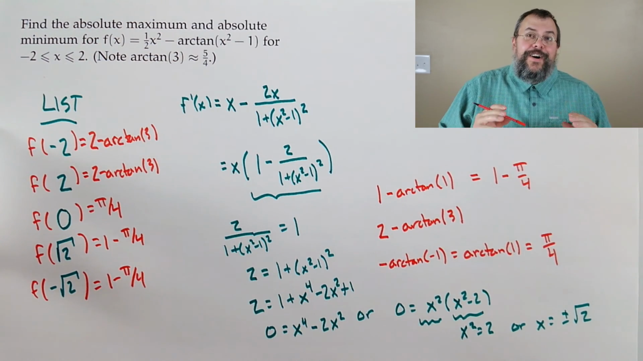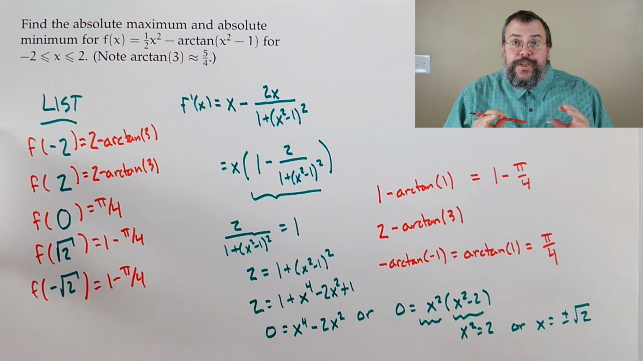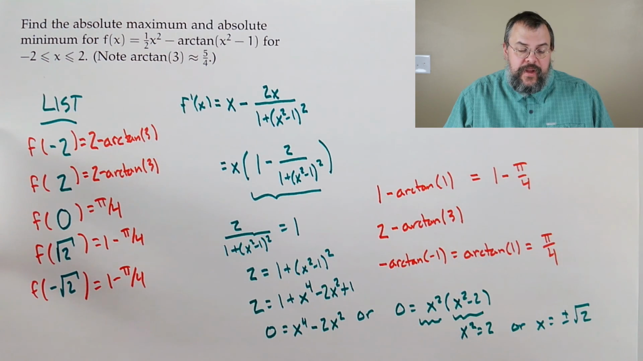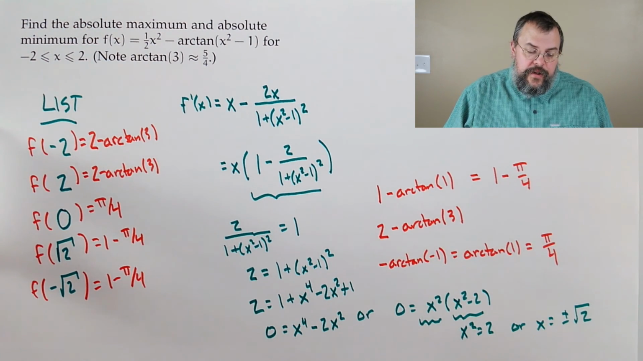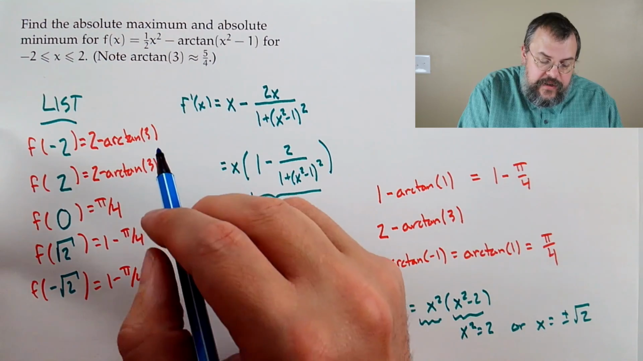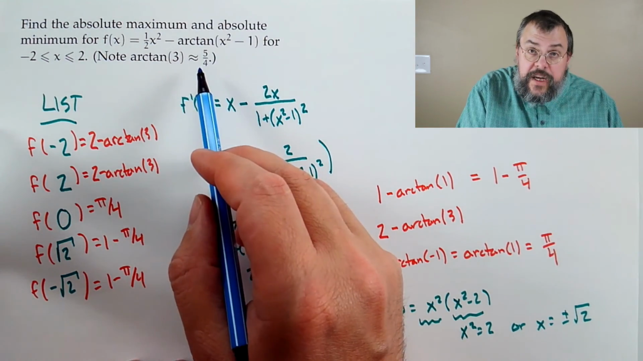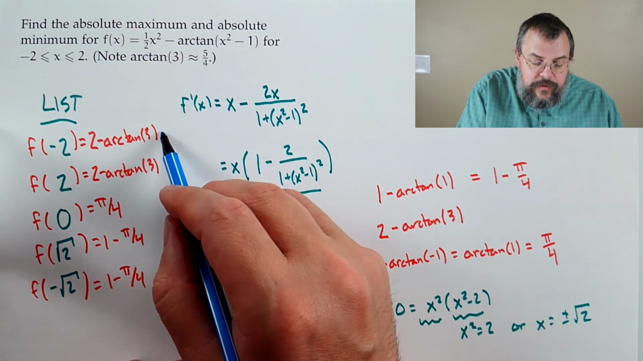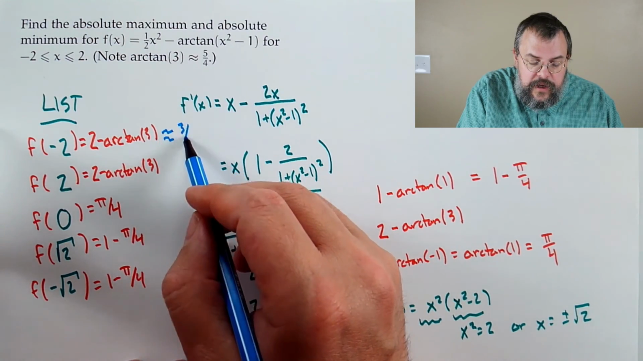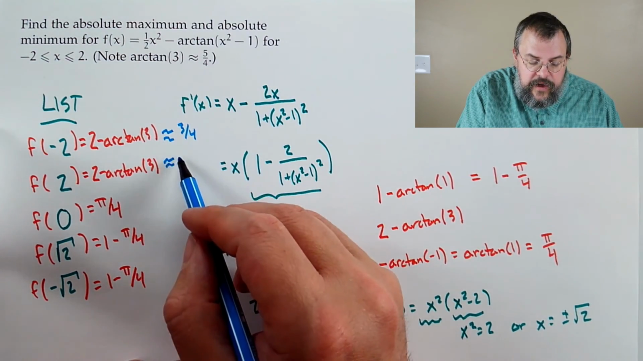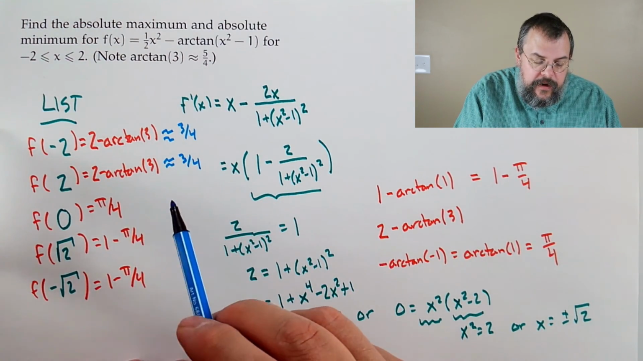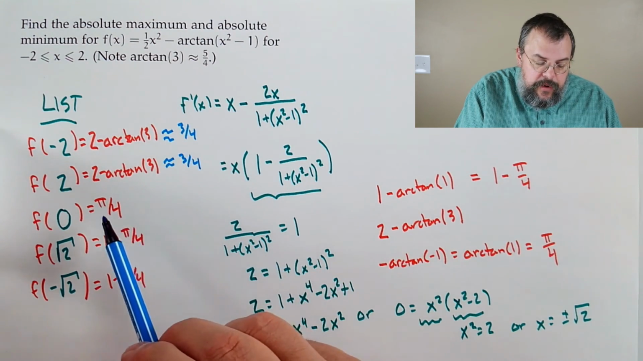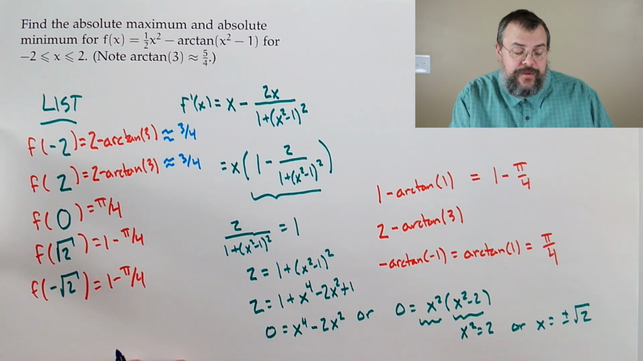All right. Well, we're in pretty good shape, actually. Arctangent of 3 is about 5/4. So 2 minus arctangent of 3, and this is actually a pretty good approximation, is really close to 3/4. So this is very close to 3/4. So now we have our various numbers: 3/4, pi/4, 1 minus pi/4.